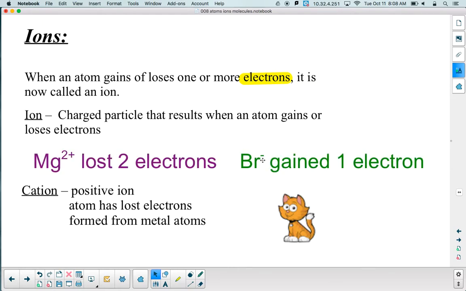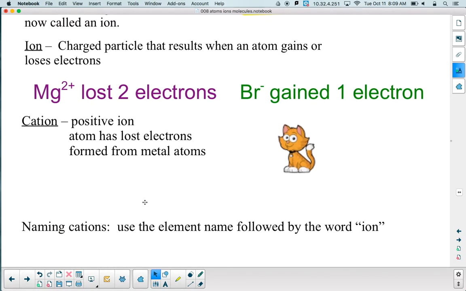Our ions always have a little charge denoted up here in a superscript position. So for example, Mg2+ lost 2 electrons, whereas Br1− gained 1 electron. You will sometimes see the 1 written next to the negative. Sometimes you will not see the 1 written next to the negative, but if there's no number there, it's an implied 1. Remember that things are positive when they lose electrons because electrons are negative. They're negative when they gain electrons for that same reason.